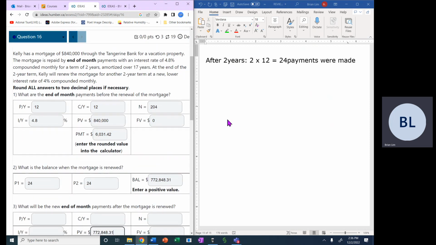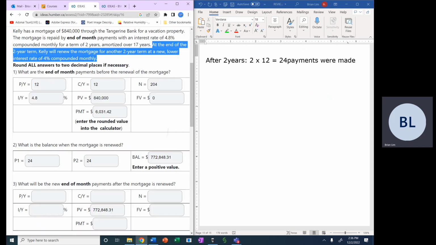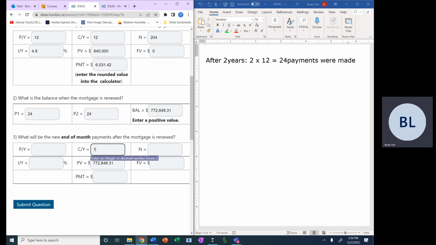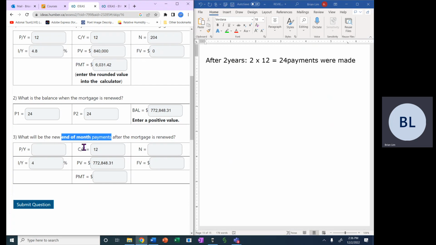Okay, so we are given some information. At the end of the 2 years, Kelly will renew the mortgage for another 2-year term at the new lower rate of 4% compounded monthly. So the compounding is still monthly, but now the rate is 4%. Previously, the rate was 4.8. Okay, now the payments, it says here end of month payments. So PY will also be 12.